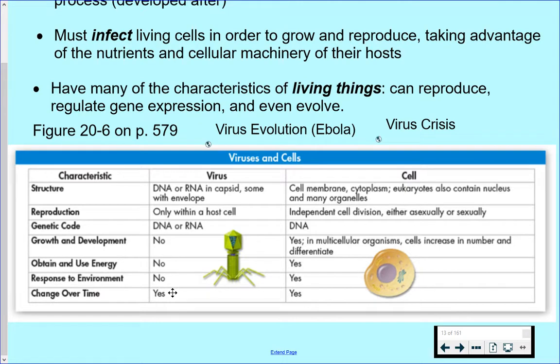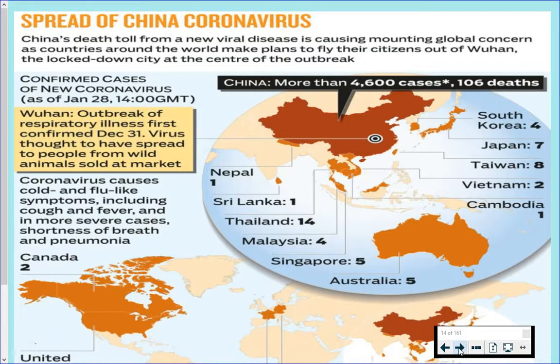Remember I said they are very specific to the host they will infect. So you can't catch just any disease from another animal or from a plant, but viruses do have the ability to mutate and jump from one species to another, like for example, bird flu possibly jumping to humans, or swine flu in pigs jumping to humans. And so they have the ability to do that.